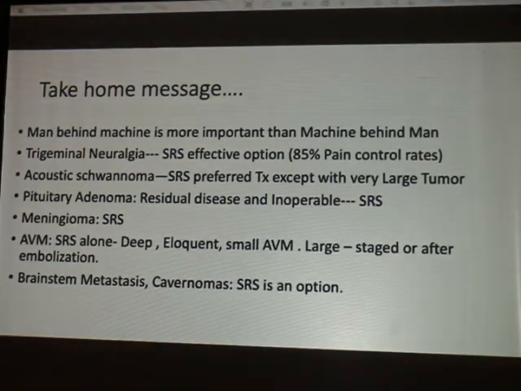So the most important take home message is that the machine is important for delivering the treatment, but it needs to be remembered that the man behind the machine is also important. You can have a machine with which you can deliver the treatment safely, but the understanding of the machine, optimal utilization, where it can be used and where it cannot be used, is important to remember. So the most important thing is that the man behind the machine is also important, not only the machine which is doing everything.